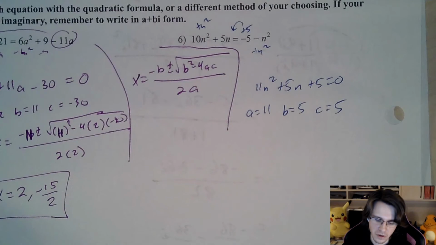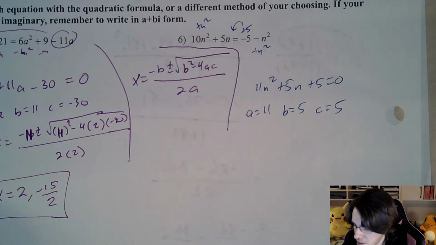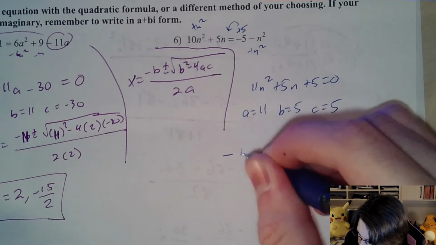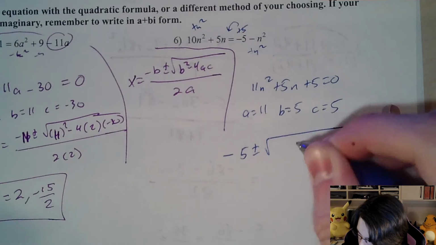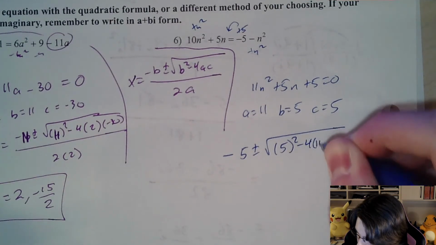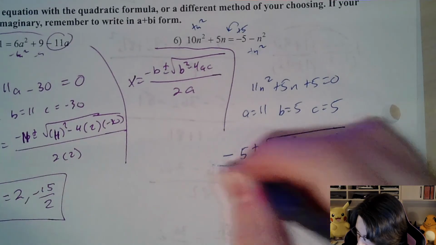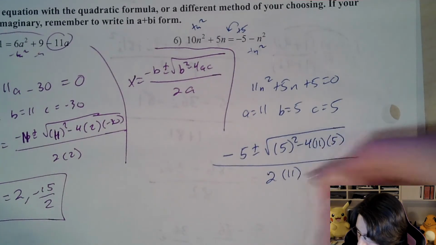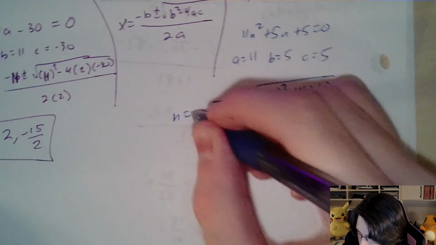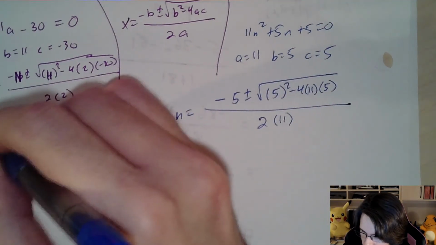On this one, I know in advance it's going to give us an i answer. So if we put it into our calculator, it's just going to give us an error. We're going to have to do a little bit more by hand. We're going to get negative b plus or minus the square root of b squared minus 4ac, all divided by 2a.